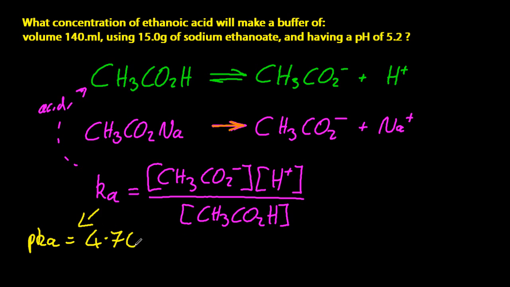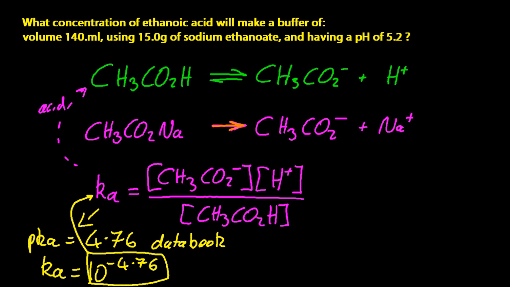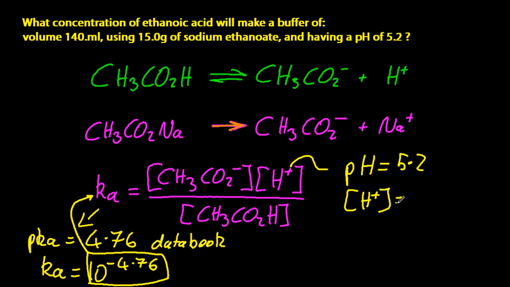So from the data booklet, pKa is 4.76 for ethanoic acid. So Ka is 10 to the minus 4.76. That's one number. Another number I can get from the pH, the H plus concentration is 10 to the minus 5.2. That number comes from the question.